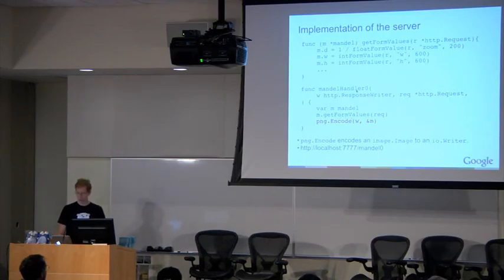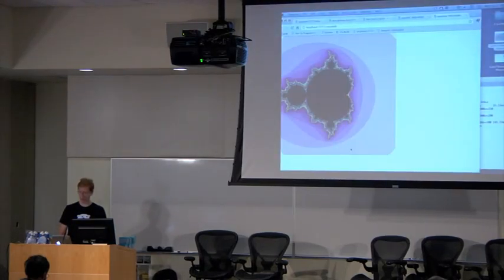Here is my Mandel handler. Version 0. It has, again, a response writer and a request coming in. I declare a variable of type Mandel. I fill the values in that I got from the URL, and then I just do PNG encode. And the PNG encoder, again, takes an image and writes it to my response writer. That's all I need to do. And there you go. You got your Mandel 0.